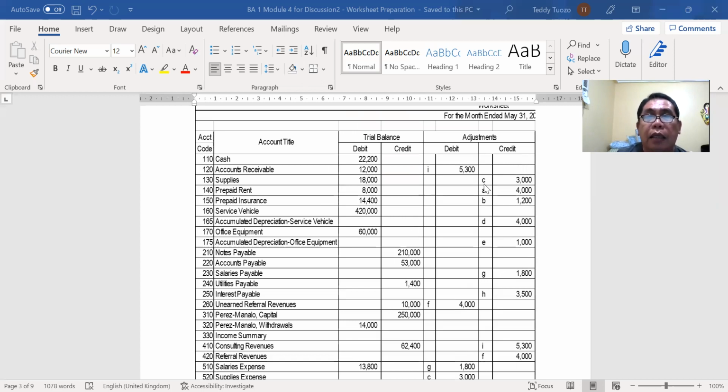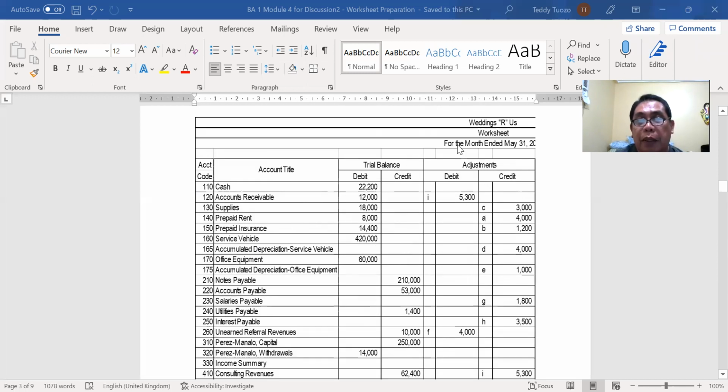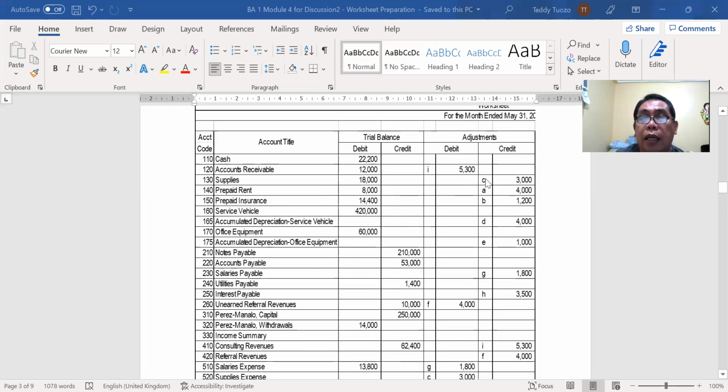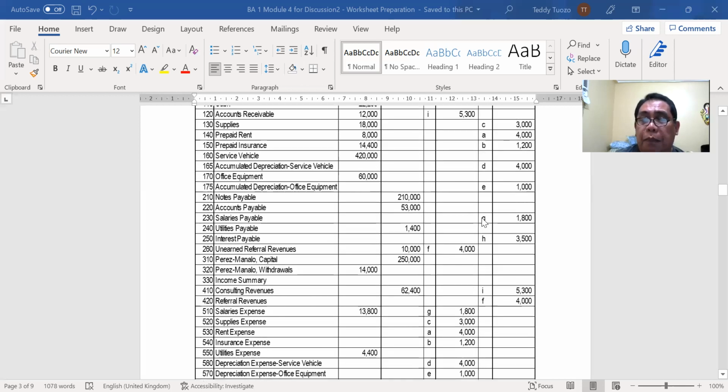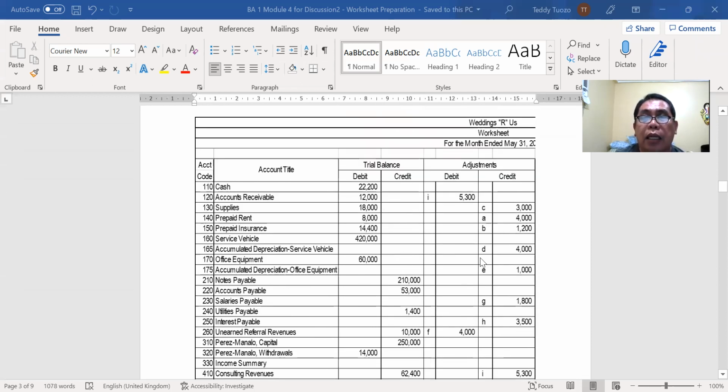Then letter C, ato next adjusting entry was for the supplies, debit to supplies expense. Debit to supplies expense under debit column of the worksheet, or under adjustments column, and credit to the asset account, which is the supplies account, for the same amount, of course. And then letter D, on the recognition of the depreciation expense. So we debit depreciation expense here with letter D for 4,000 and credit to accumulated depreciation for 4,000.